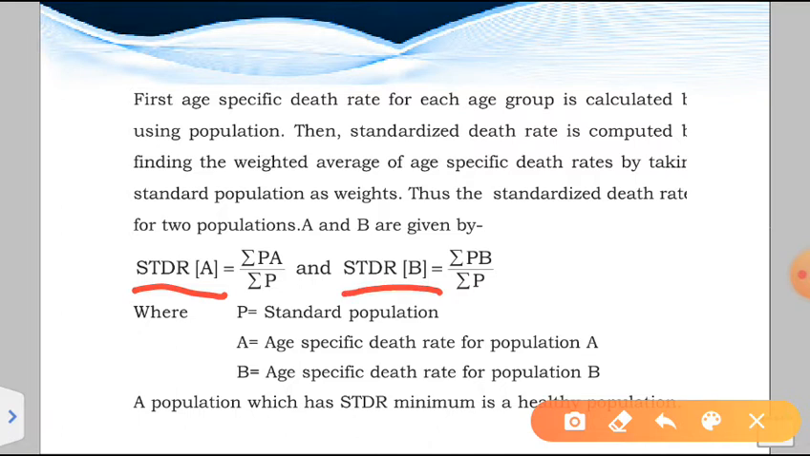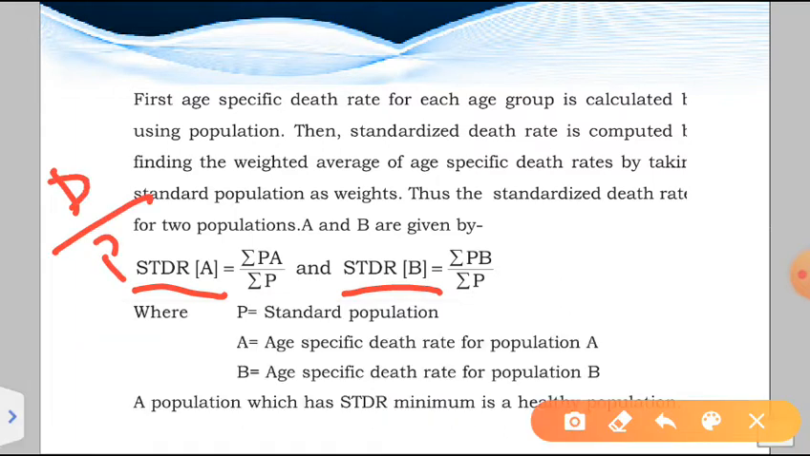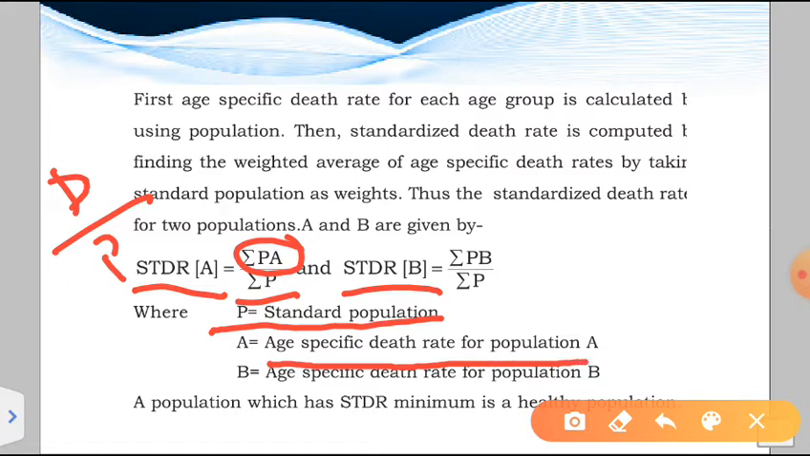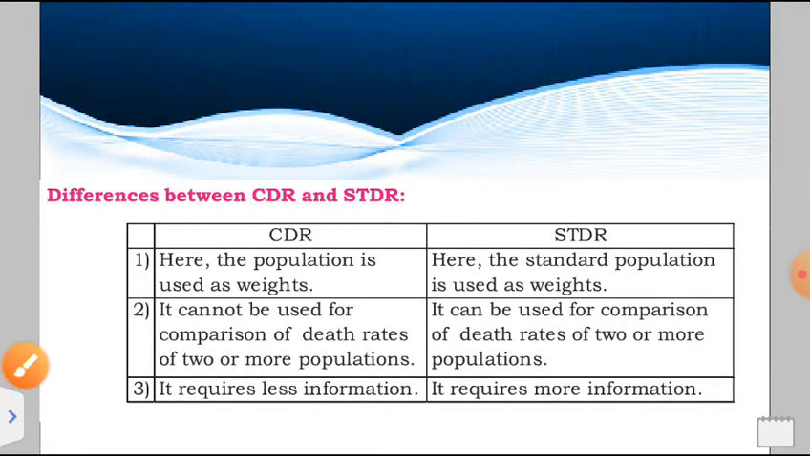So what we have done till now is the number of deaths divided by the population. We already have the formula as D by P. But now we are saying summation of PA into P, where P is the standard population, which we already know. And what are A and B? A is the age specific death rate for population A, and B is the age specific death rate for population B. Correct. So we are going to multiply them and then calculate.